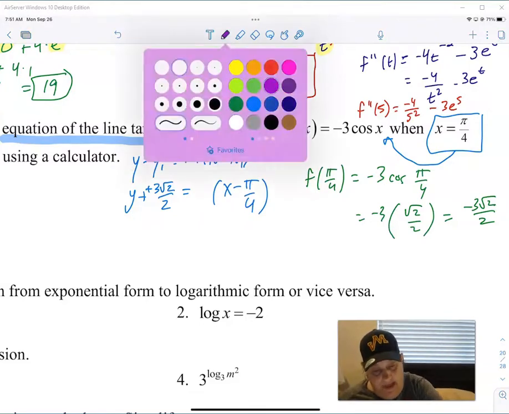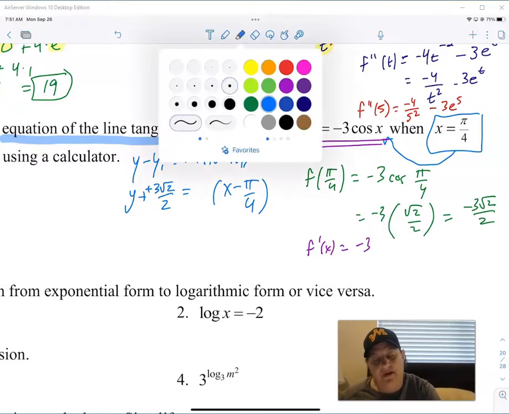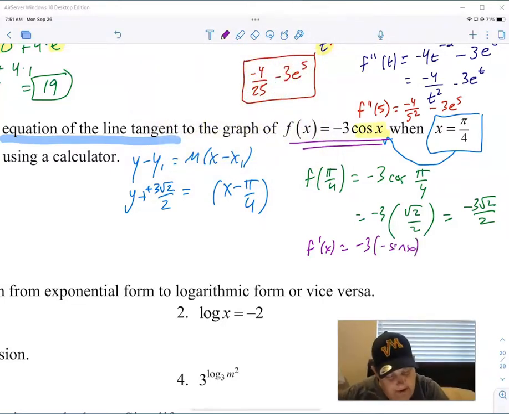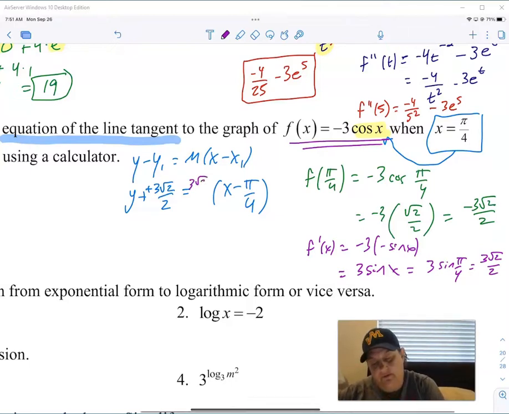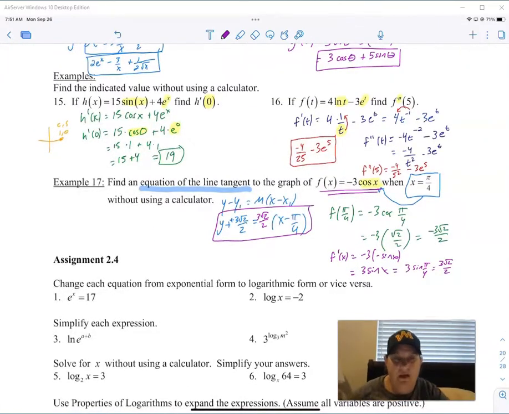In order to find m, I'm going to take the derivative of this. Negative 3. The derivative of cosine is negative sine. So negative 3 times negative sine is just 3 sine x. At pi over 4, that's also root 2 over 2. So my slope becomes 3 root 2 over 2. Am I going to simplify this at all? Absolutely not. There we go.